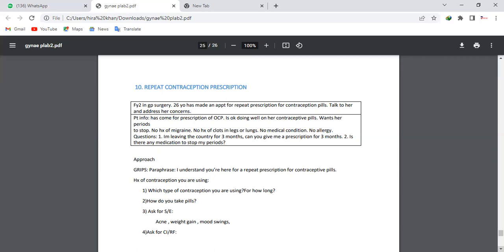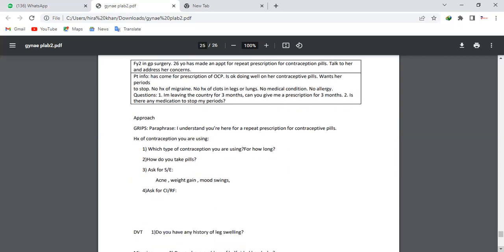Patient info: has come for a prescription of OCPs, is doing well on her contraceptives, wants her periods to stop. No history of migraine, no history of clots in the legs or the lungs, no medical history, no allergies. Questions: I'm leaving the country for 3 months. Can you give me a prescription for 3 months? Is there any medication to stop my periods?